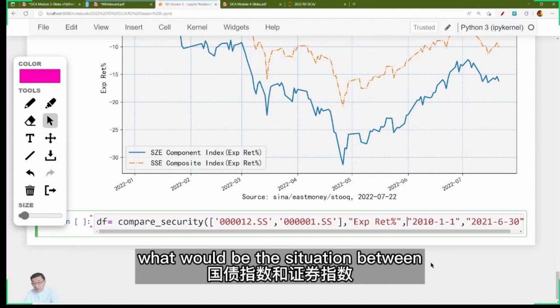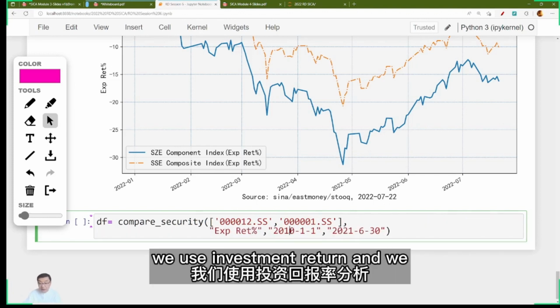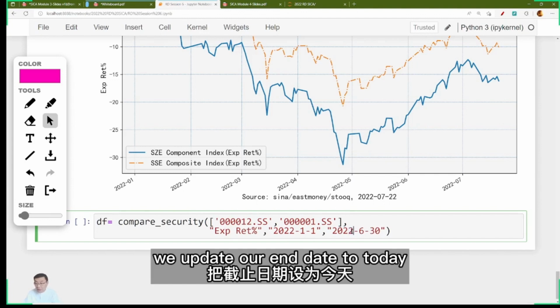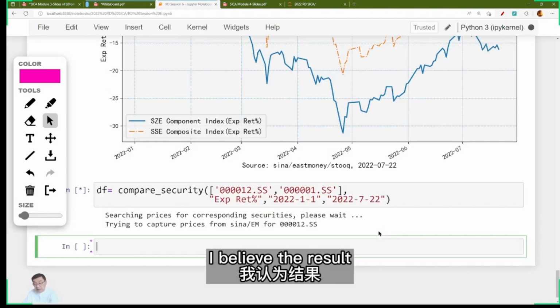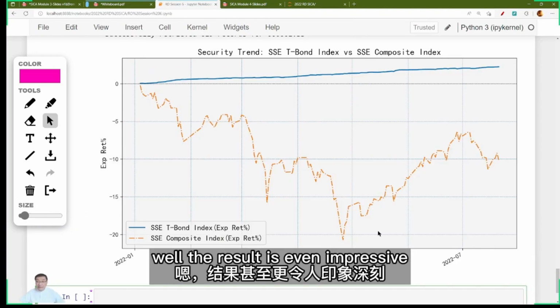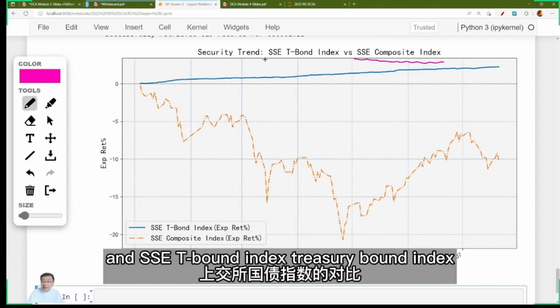What would be the situation between the Treasury Bond Index and the Shanghai Composite Index? We use investment return, and we update our starting date to January 1st, 2022. We update our end date to today. I believe the result is roughly the same, right? Well, the result is even more impressive. This is a comparison between the Shanghai Composite Index and the SSE Treasury Bond Index.